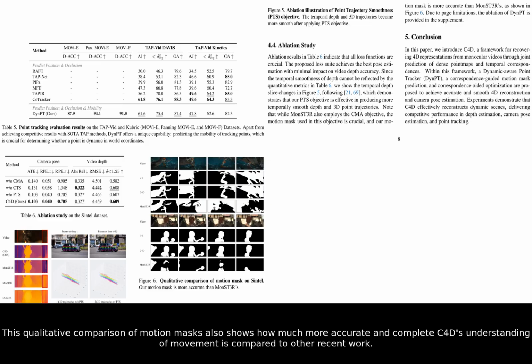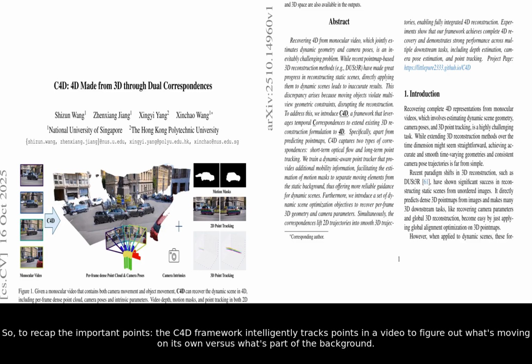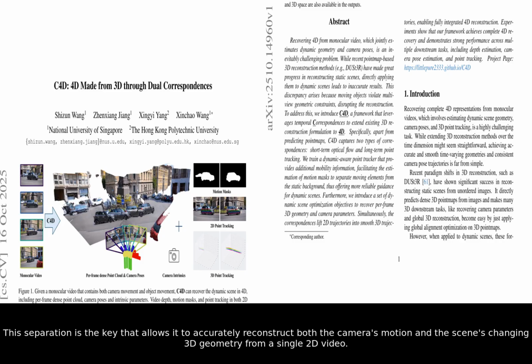This qualitative comparison of motion masks also shows how much more accurate and complete C4D's understanding of movement is compared to other recent work. So, to recap the important points, the C4D framework intelligently tracks points in a video to figure out what's moving on its own versus what's part of the background. This separation is the key that allows it to accurately reconstruct both the camera's motion and the scene's changing 3D geometry from a single 2D video.